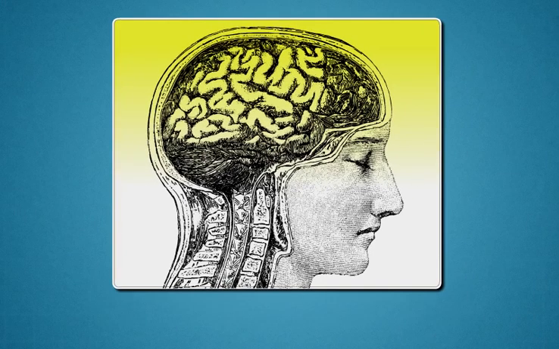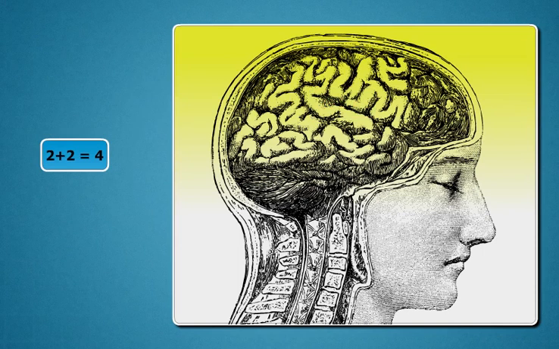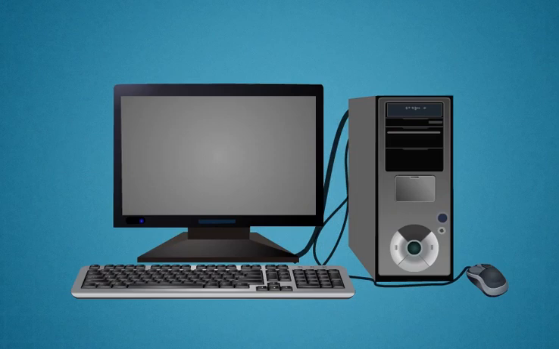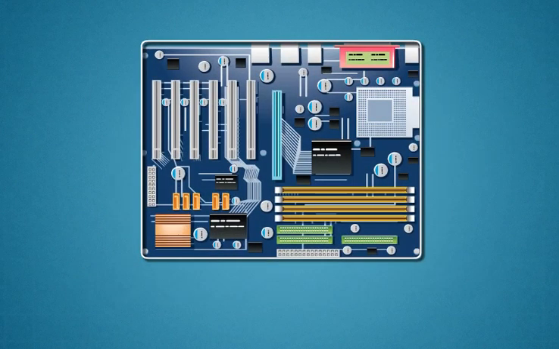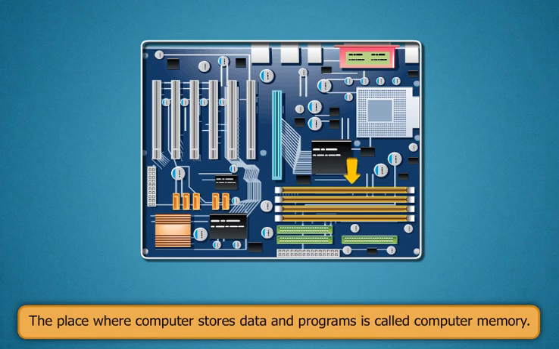Similarly, if I ask you a simple question, like how much is 2 plus 2? Can you answer it now? Right, 2 plus 2 is 4. So, how did you know? You did the calculation in your brain, right? Similarly, a computer needs to remember things and do some calculation or simply process. It needs a memory. So, the place where a computer stores data and programs is called computer memory.